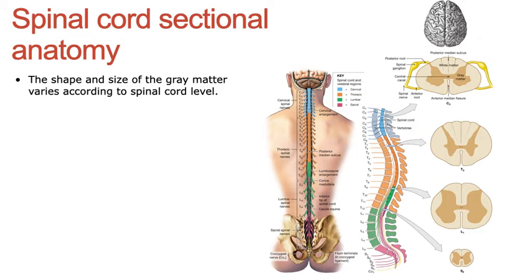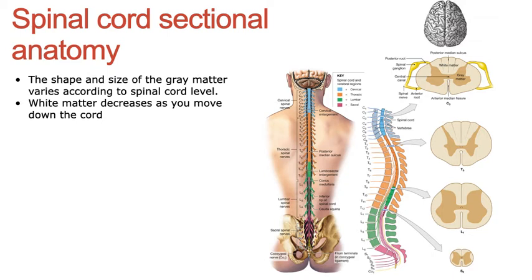You can also see that there's different amounts of white matter. So at the lower levels, there's more gray matter compared to white matter. So there's less white matter as you move down. The reason for this is mainly because the lower levels contain less ascending and descending nerve fibers. Remember, the nerve fibers are myelinated, and that's what's making up that white matter.